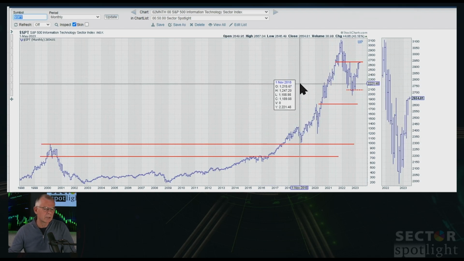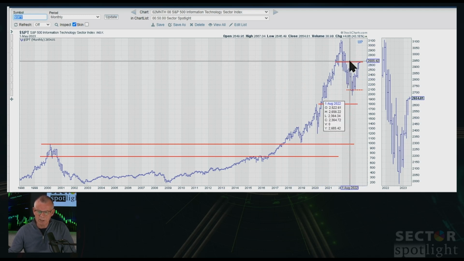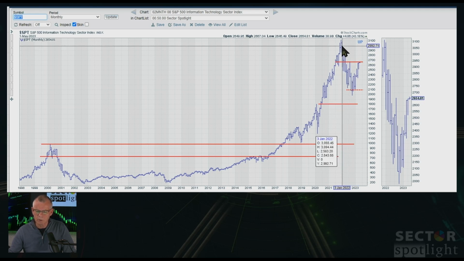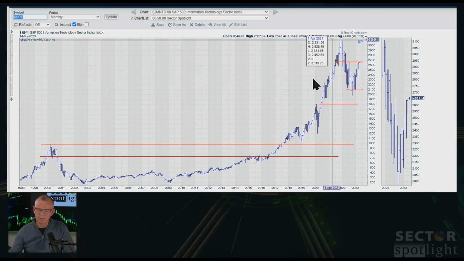Here's technology. We already looked at that in the seasonality segment. If we can take out this previous high here, then pretty much all the way is open to the previous all-time high here around 3,100. So that is actually looking pretty good for the technology sector as well.